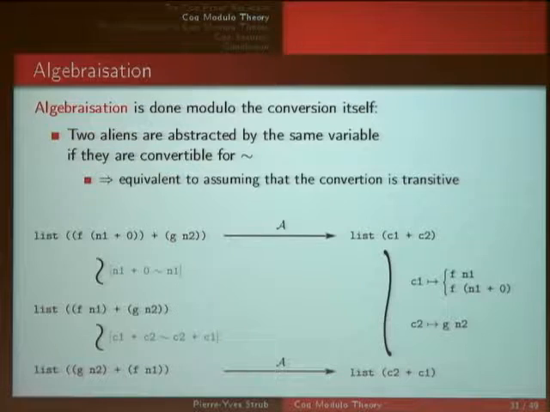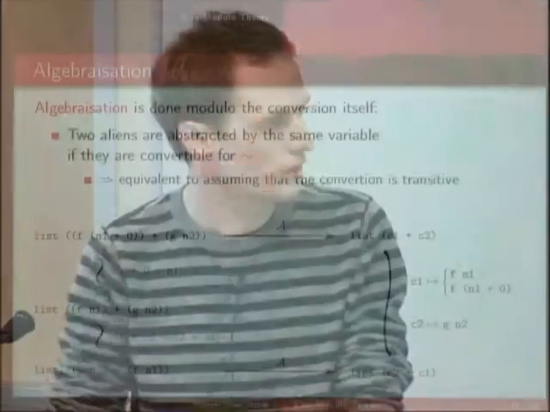So let's start from the list. Now list is applied to plus, and the first operand is f applied to n1 plus 0, and the second operand is g applied to n2. So since I know that n1 plus 0 is convertible to n1, this is convertible to that term. That is list applied to f n1 plus g n2. And now, doing some abstraction, okay, I know that c1 plus c2 is convertible to c2 plus c1. So abstracting this one with c2, this one with c1, I obtain this new type, which is convertible to that one, which is g of n2 plus f of n1. And then here I use the conversion 2 times.